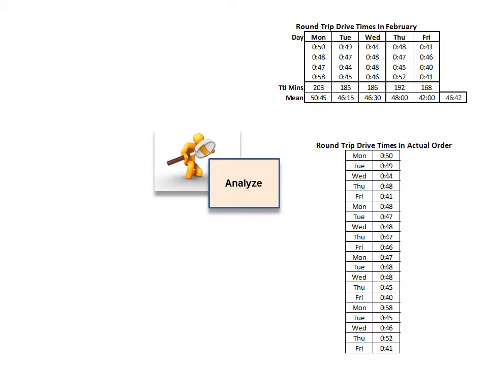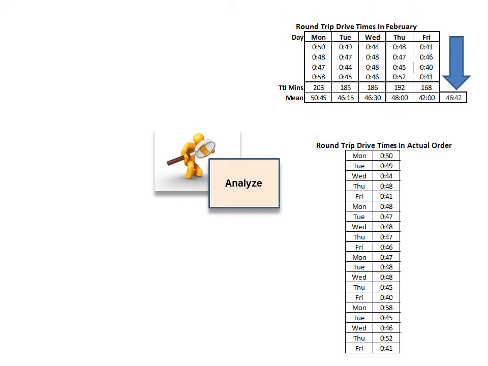Technically, there are 3 averages which can be calculated. You are probably most familiar with calculating the mean average. That is, add all the values together and divide by the number of values. The mean average treats every value as equally important. The mean average of my drive time is 46 minutes and 42 seconds. But we are looking for the vital few, so another calculation is needed.